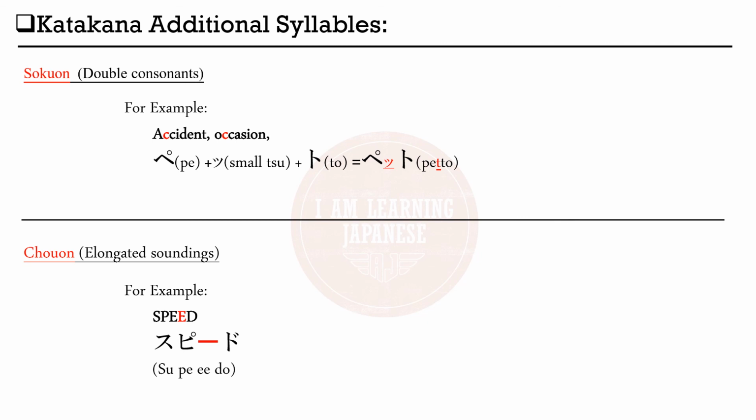Converting that into katakana, in katakana this elongation is denoted by a small short line. So whenever in a word you see a small short line, you should make sure to elongate the previous vowel sound. Here su, pi, do, right? The letter previous to the short line is pi, so you have to elongate the sound i. Supiido. So this is called Chouon.